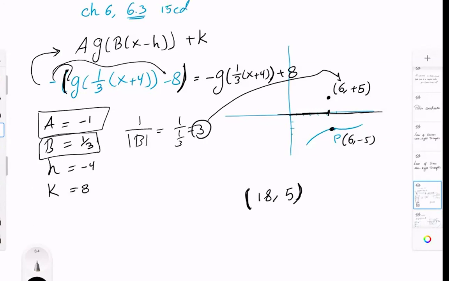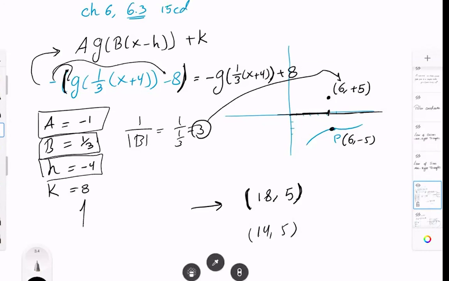Then we apply h equal to -4. After 18,5, we're going to shift it 4 units to the left. It will be 14,5. Then plus 8, you shifted 8 units up. It will be 14, 5 plus 8, 13. So this will be the final answer. So part B, look at it on the YouTube, is exactly the same. I emailed you guys for this.